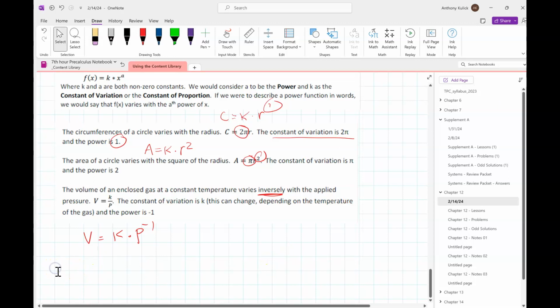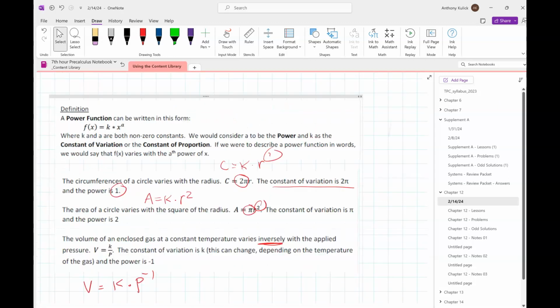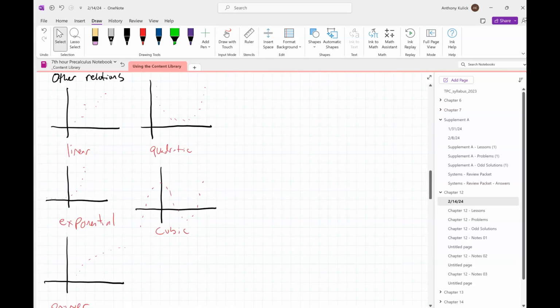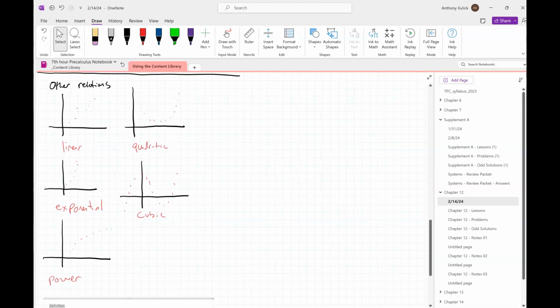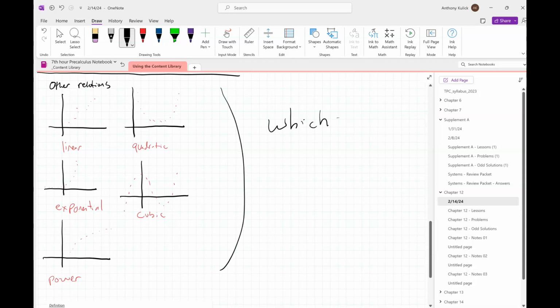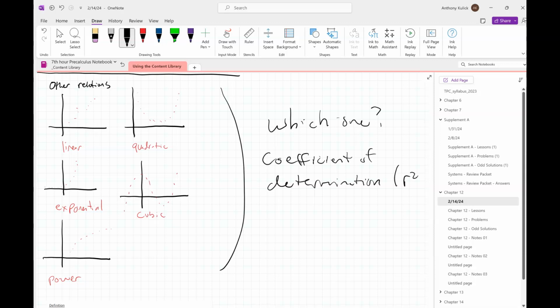All right, before we do another example, how do I choose between which one of these models to use? I could look at the scatter plot and use my eyes. I could think about the real life situation, think about what makes sense. But another thing we can do is use what's called the coefficient of determination, which is the R squared value.